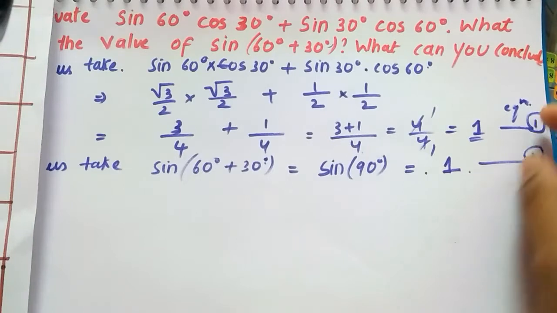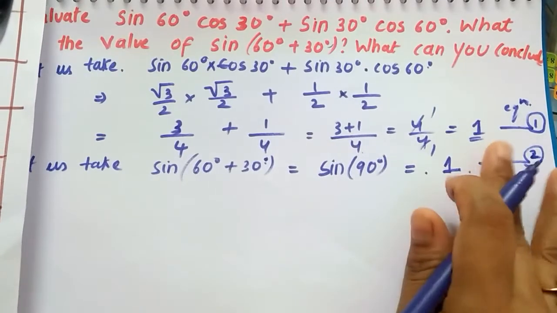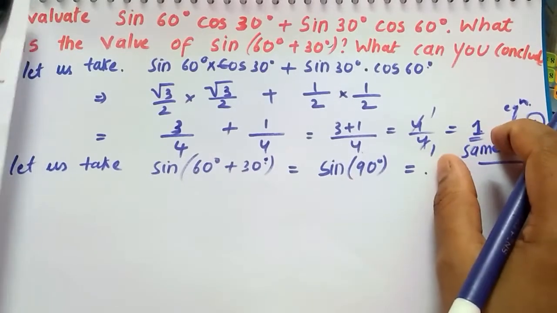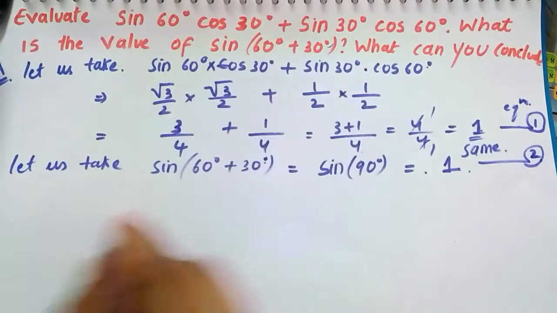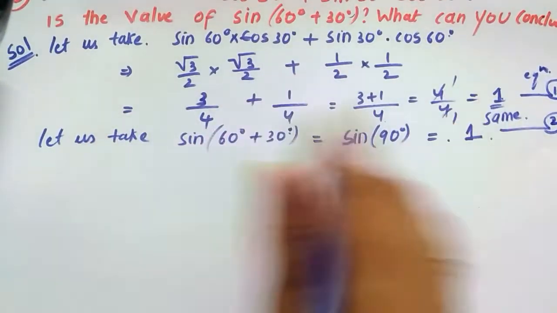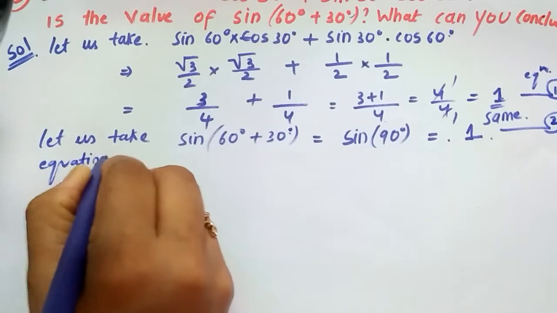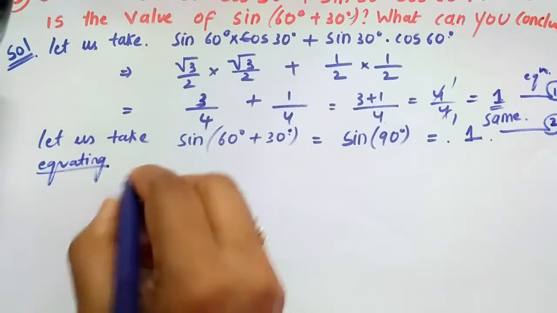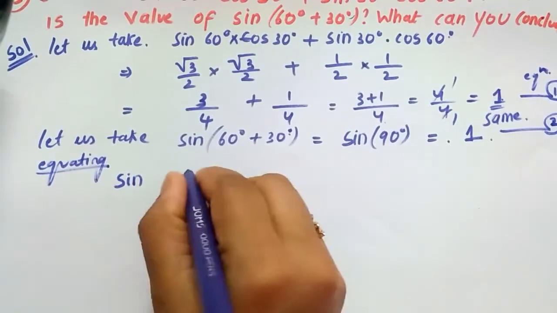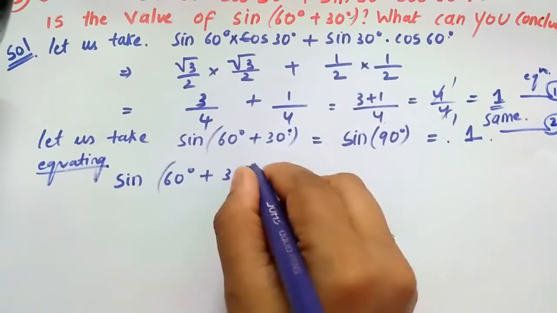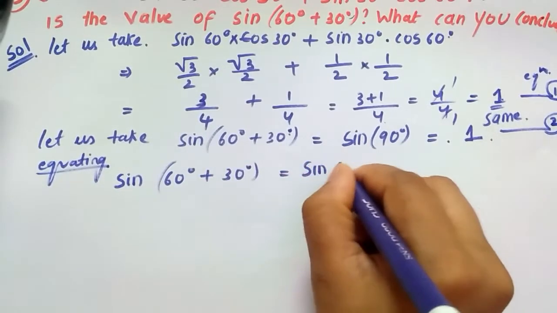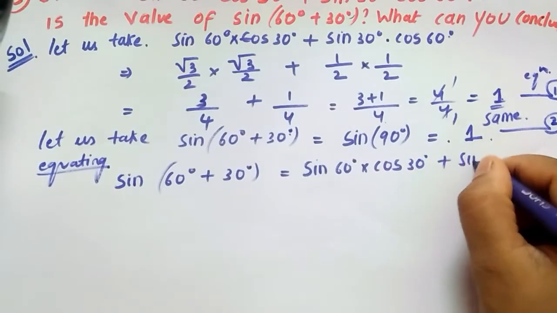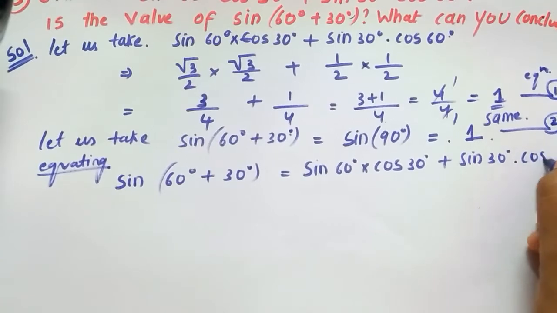This is equation 2. From these two equations we got the same answer, which means that this value is equal to this. So we are comparing and equating. Now we can equate these two things because we got the same answer. Equating it, sine 60 degrees plus 30 degrees is nothing but sine 60 into cos 30 plus sine 30 into cos 60.